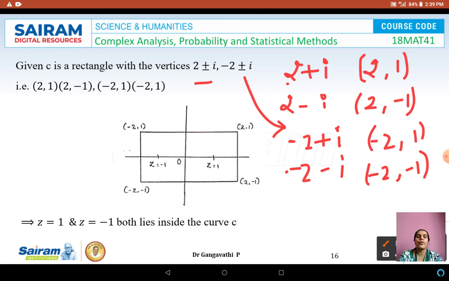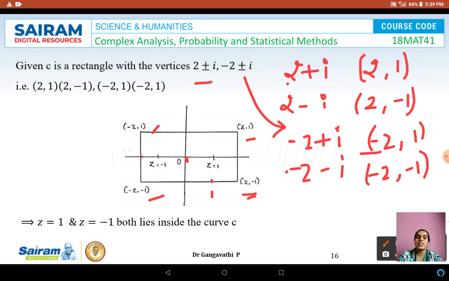So let us mark these points on the graph. This is the origin. The point minus 2 plus i is here, so this will be 1 and this is 2. Similarly, the second point is 2 comma minus 1. 2 comma plus 1 is here, where the y value is plus 1. When the y value is minus 1, we get this point. The third point is minus 2 plus i, so x is minus 2 on this side and y is 1. The fourth point has both x and y negative, in the third quadrant, so minus 2 minus i comes here.